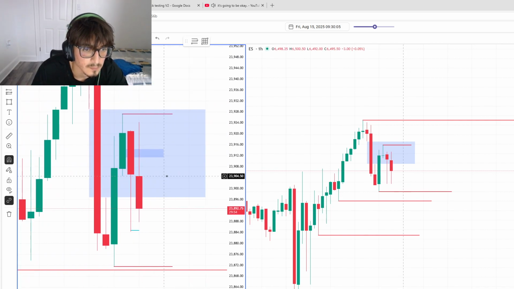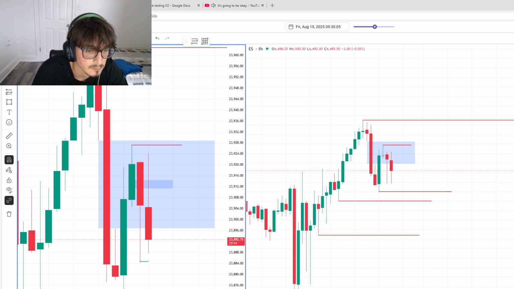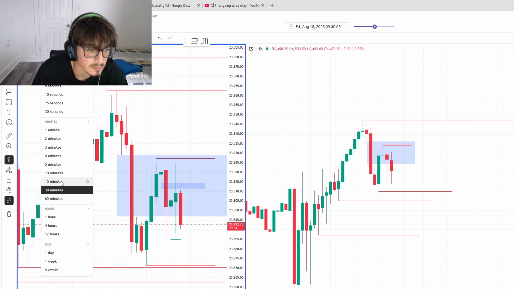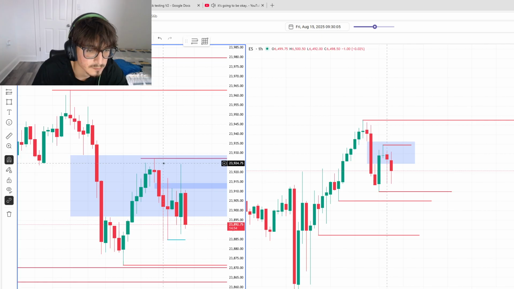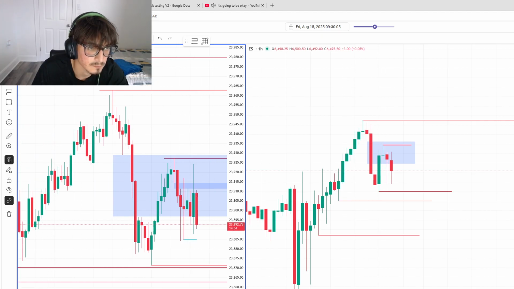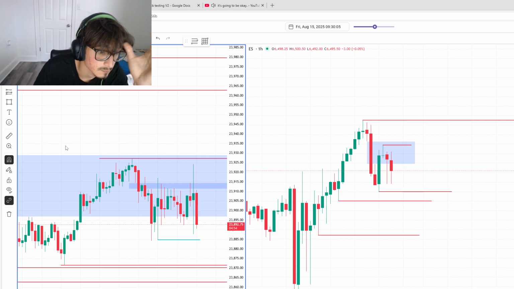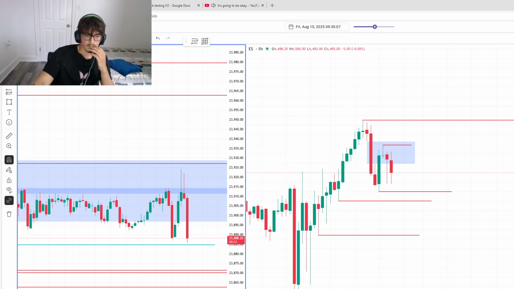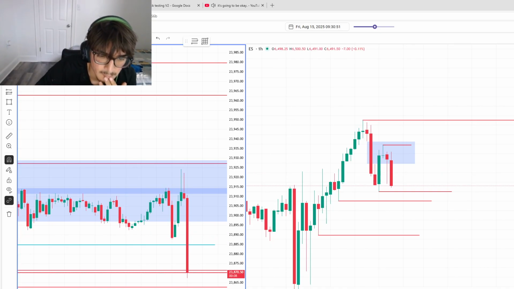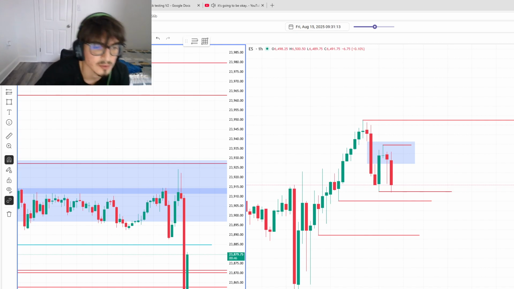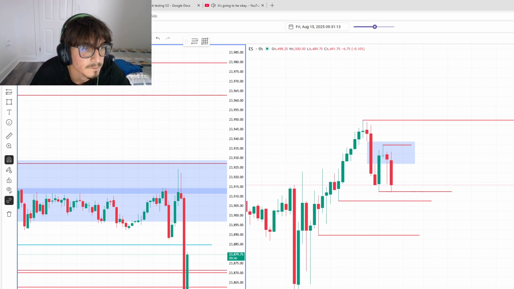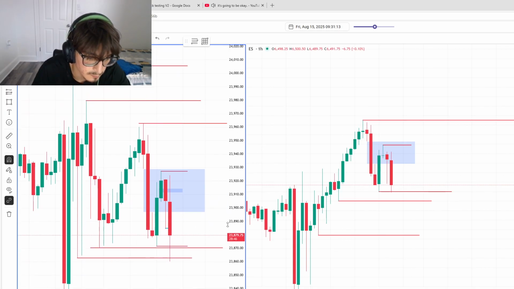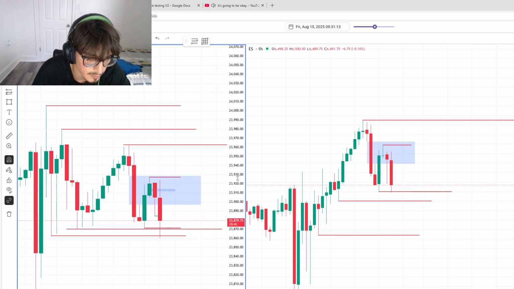Hey, higher time frames like this, bearish. Looks like we're respecting this 50-minute gap. And they just took all the draws. Okay. Just took all the draws. Now we can go higher.